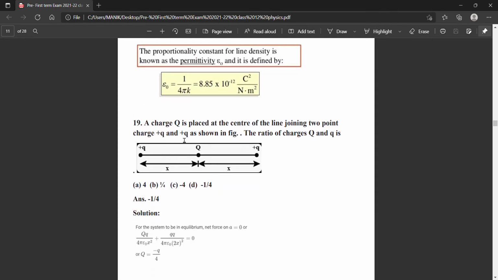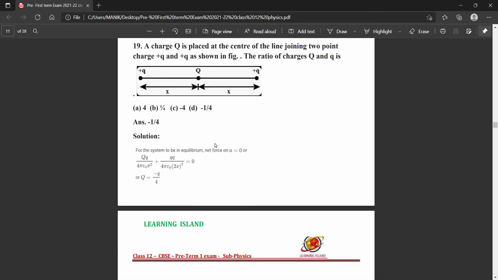Question number 19. A charge q is placed at the center of the line joining two point charges plus Q and plus Q as shown in the figure. The ratio of charges q and Q is, here you see it is balancing, so the net force on the system is 0. Here I have shown you the calculations. For the first, the force is Q into q by 4 pi epsilon 0 x squared, and for the next it is 2x squared. After calculation I get minus Q by 4, that is, the charge q is negative and it is minus Q by 4. The answer will be D, minus 1 by 4.